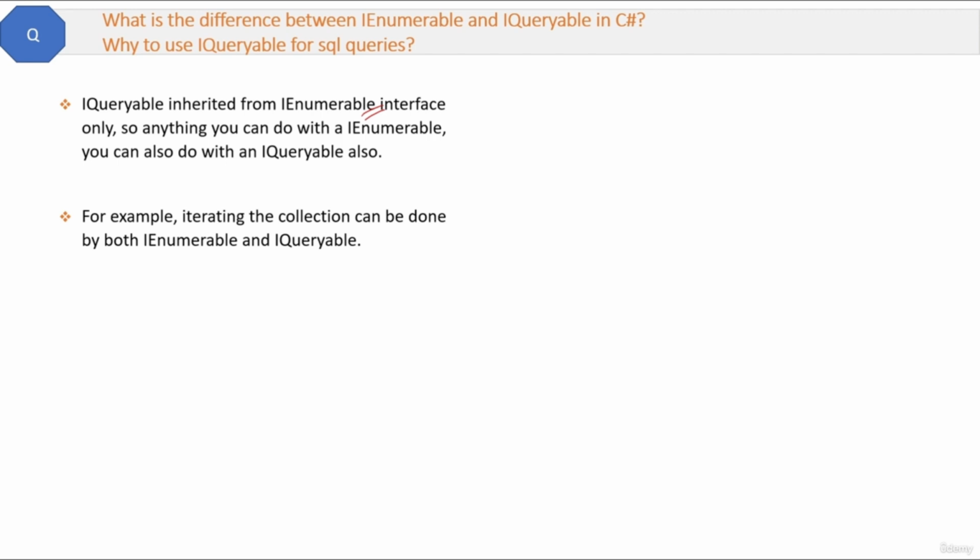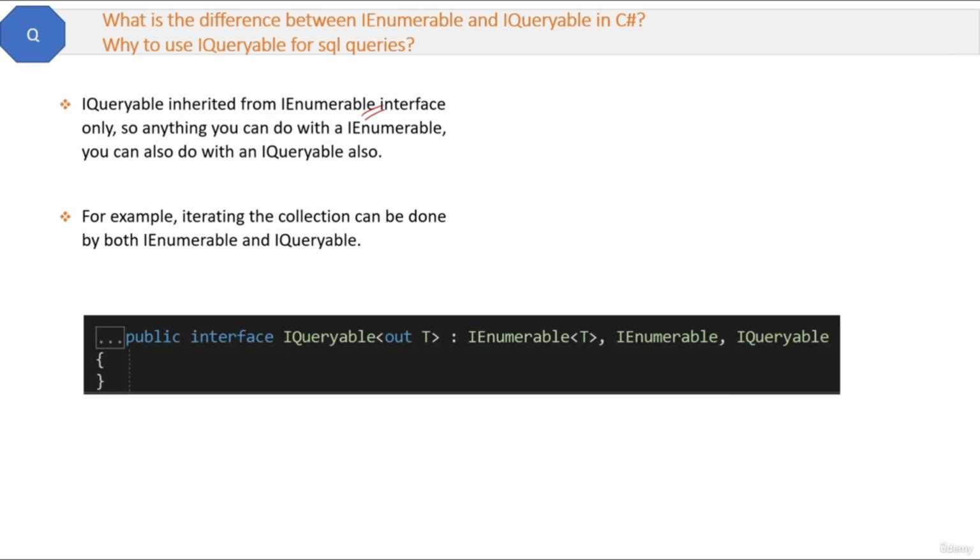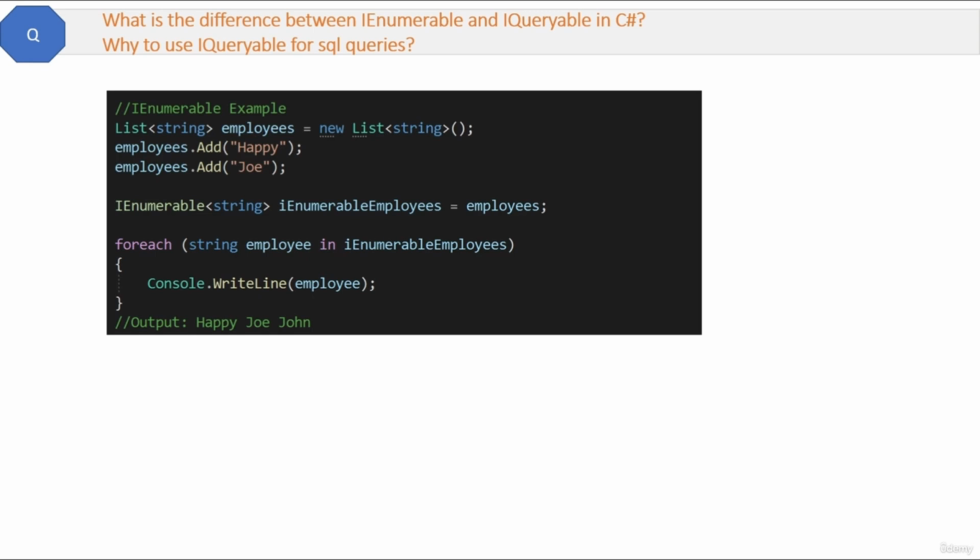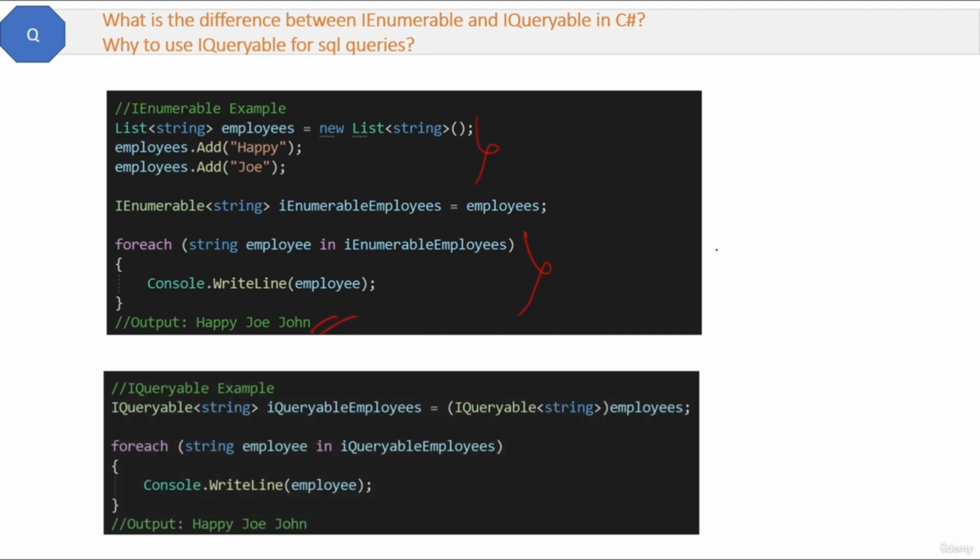When you right click and see the definition of IQueryable, you will find this. See, IQueryable is inherited from IEnumerable. So whatever IEnumerable can do, IQueryable can also do. In addition, IQueryable can perform some extra tasks related to SQL queries that I will shortly explain. Now see the code here. Here we have a list which we are iterating using IEnumerable, and here is the output. Now we can use IQueryable also to iterate the same list and we will get the same result.